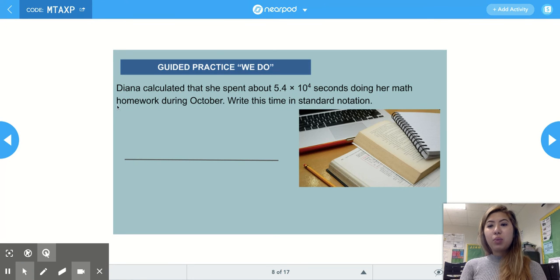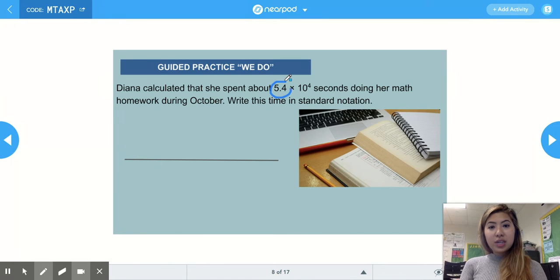For this we do problem, we have Diana calculated that she spent about 5.4 times 10 to the power 4 seconds doing her math homework during October. Write this time in standard notation. So in this case, our coefficient is not a whole number. We have a decimal. We have 5.4, and our exponent is 4, and it's positive, so we know that we're moving our decimal point 4 places to the right. So starting from right here, we're moving it 1, 2, 3, 4. We're going to write our new decimal point, and in all of these spaces, we're going to write zeros.